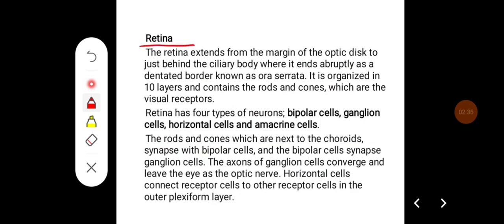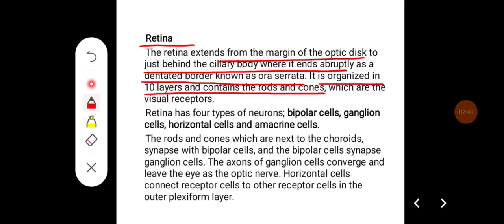Coming to retina, the retina extends from the margin of the optic disc to just behind the ciliary body, where it ends abruptly as a dentated border known as ora serrata. It is organized in 10 layers and contains rods and cones, which are visual receptors. Retina has four types of neurons: bipolar cells, ganglion cells, horizontal cells, and amacrine cells.